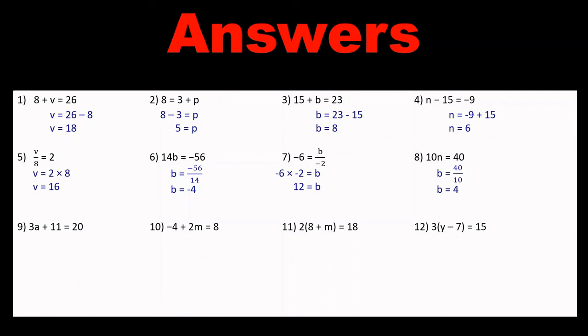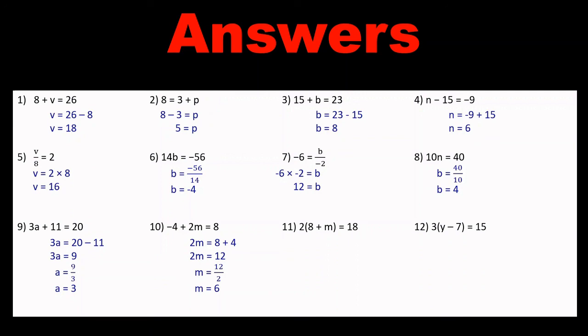For question 9, two-step question now, first we'll subtract the 11, then we'll divide by the 3. For question 10, this is a bit of a trick question here. Negative 4 is added to 2m. Adding a negative is the same thing as subtracting. So this is basically the same thing as 2m minus 4. The opposite of subtracting 4 is adding 4. So 2m equals 8 plus 4. And divide by 2.